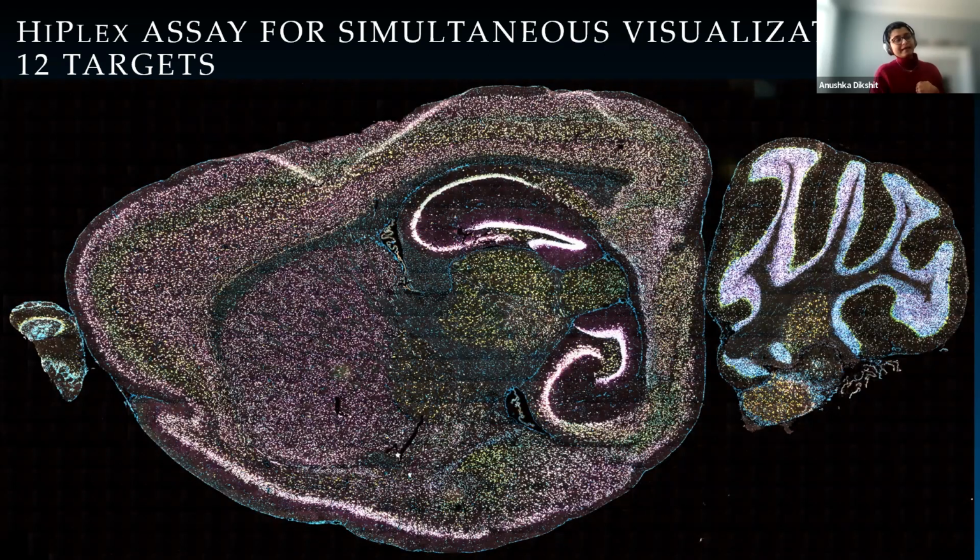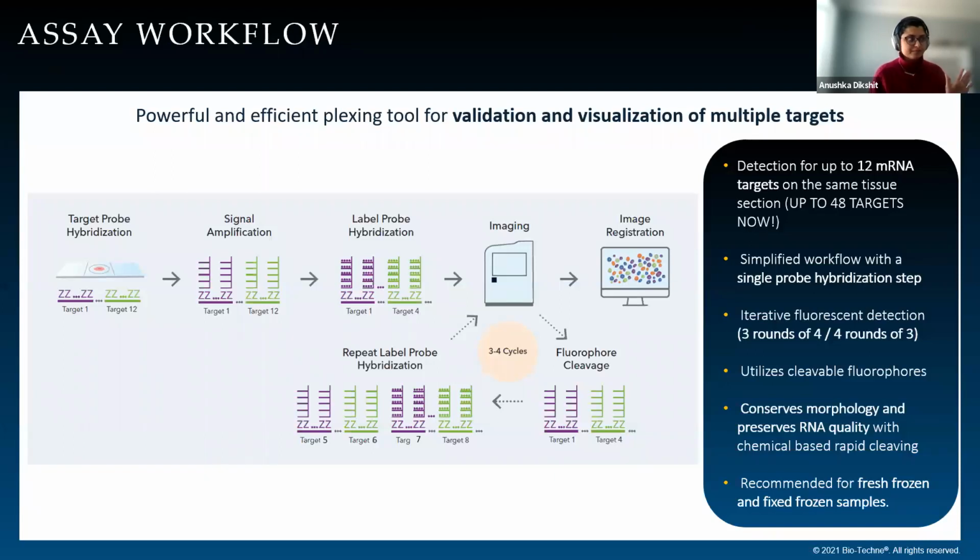So this assay was mainly developed so that researchers can detect 12 targets simultaneously on the same section of the tissue with single cell and spatial resolution. This became especially important to our neuroscience and developmental biology researchers, where you have sample limitation, where you only have a very small section of brain or small embryonic section to work with. So we wanted to maximize gene detection in a small section of tissue. And we released this assay with a very simple workflow.